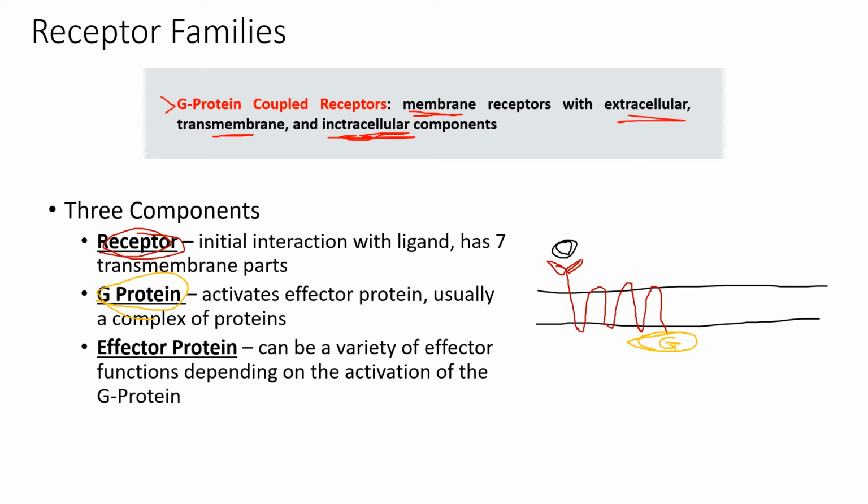It is usually a complex of proteins, so maybe there's like 2 or 3 or maybe even 7 parts to it, where it affects and activates the effector protein. And so the effector protein then comes onto the activated G protein to carry out the effector functions. And this can be a signaling cascade. It can be activated as a kinase or a phosphorylator. But this is the G protein coupled receptor with 3 components to it.